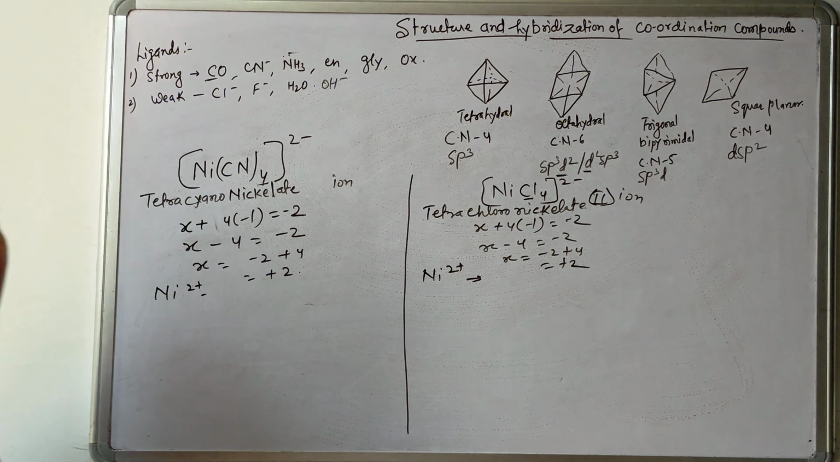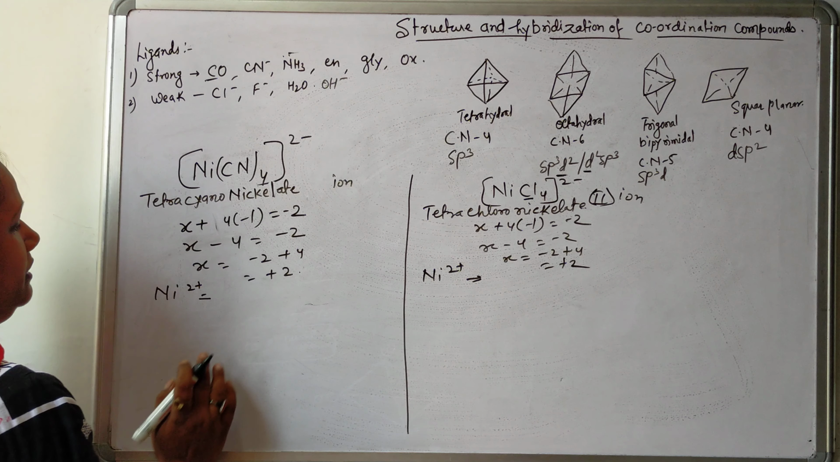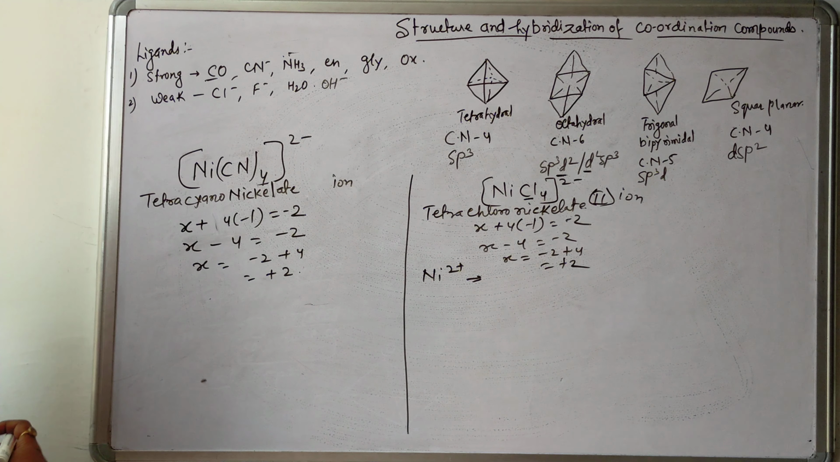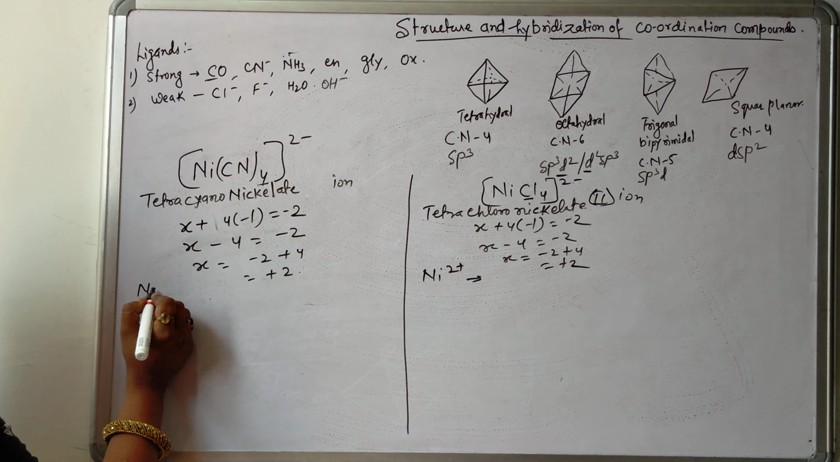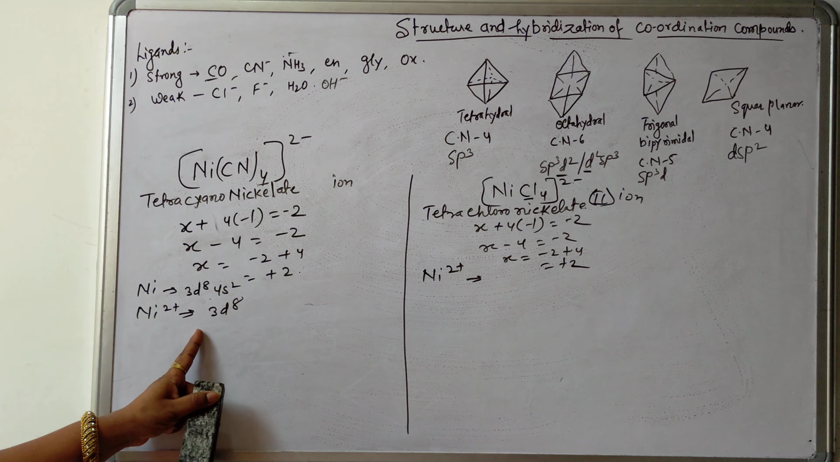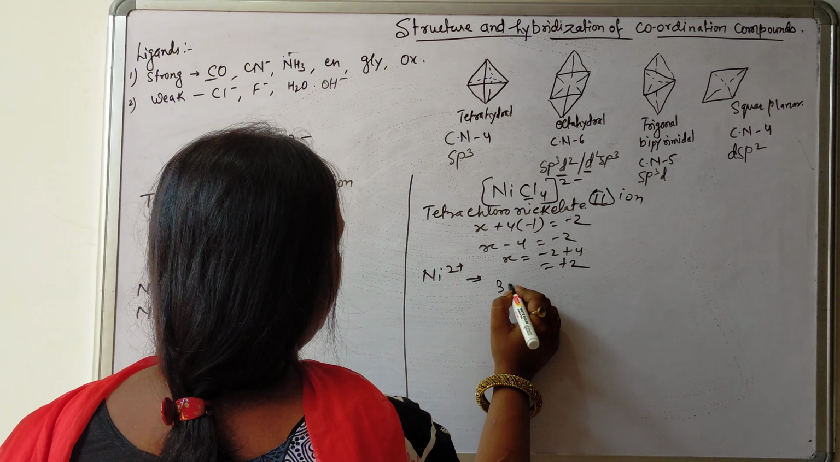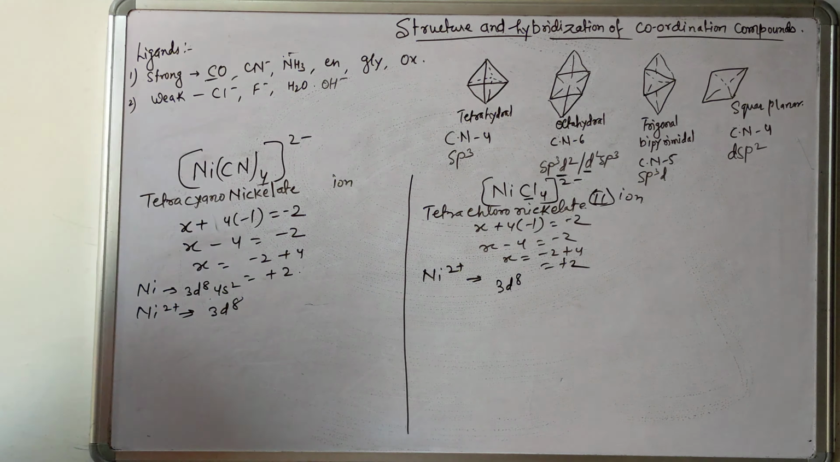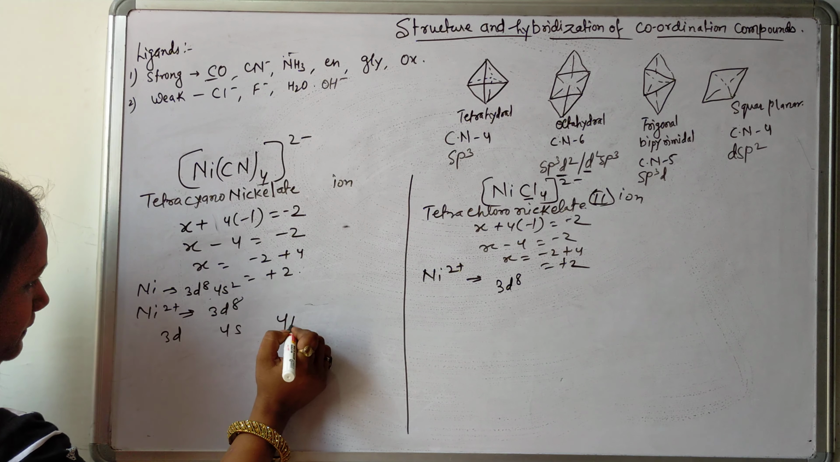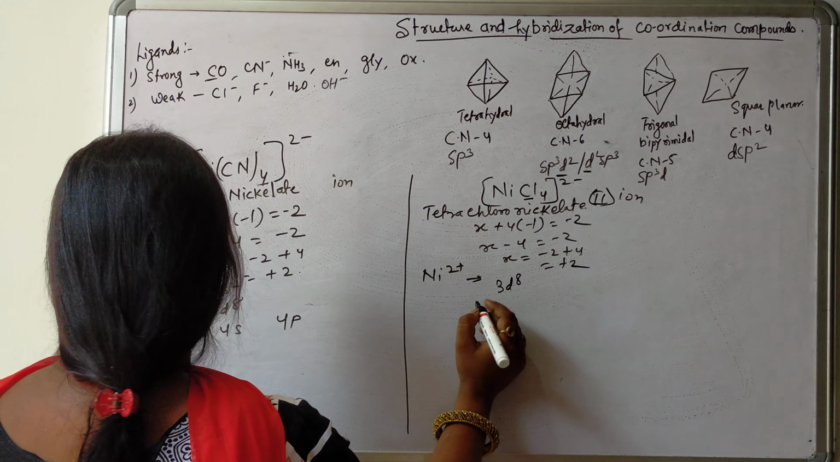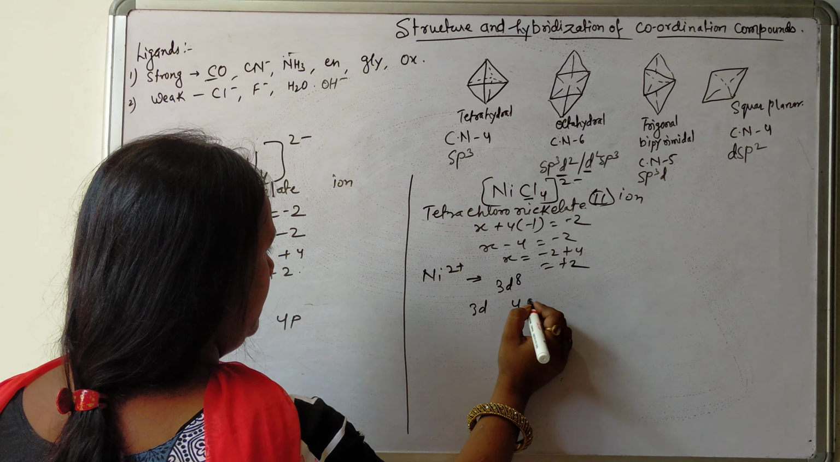What will be the electronic configuration of nickel plus 2? In the neutral state, what is the electronic configuration of nickel? 3d8 4s2, and if it becomes Ni2+, then what will it become? 3d8, because 2 electrons will be lost. Same here, it has the configuration 3d8. Understood? Now 3d8, 3d 4s 4p. Same here, we will write 3d 4s 4p.